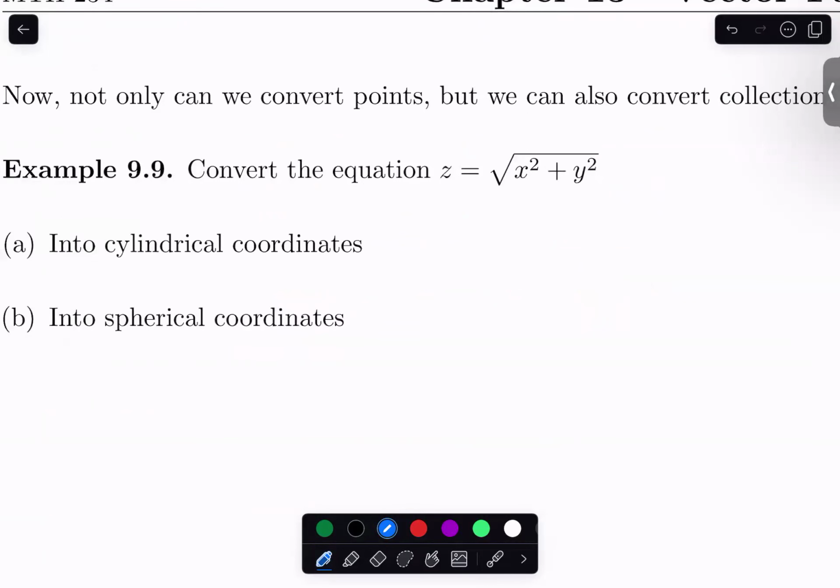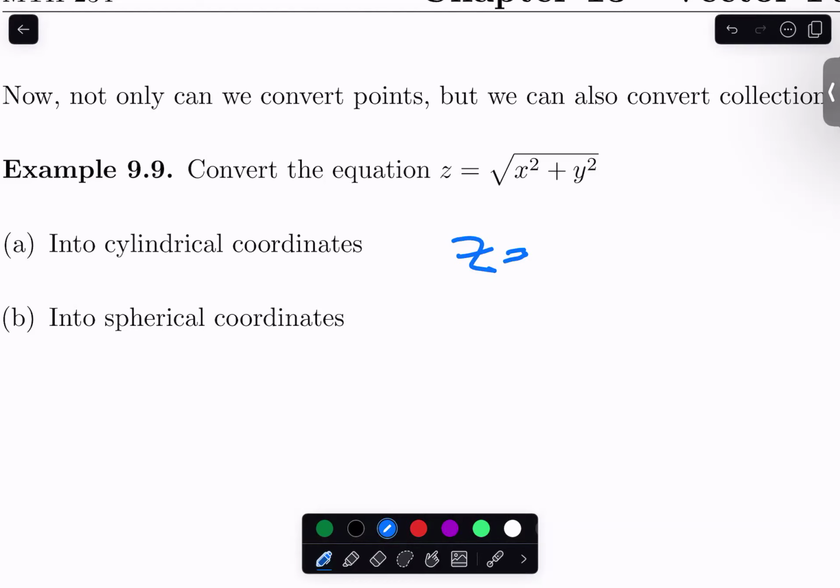So in cylindrical coordinates, remember, I win the game once I have no more x's and y's, but there should be r's, thetas, and z's. So the fact that I have a z on the left-hand side, I'm perfectly happy with that, right? So on the left-hand side, I can leave that as z. And again, I need to only have r's and thetas at most, right?